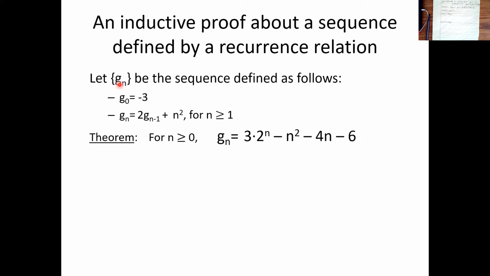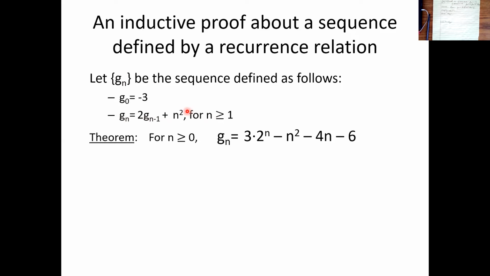All right. Let's look at the explicitly recursive objects, like sequences that are defined using recurrence relations. So here is a sequence. Its first element G0 is -3. That's the base case of the sequence. And then you have a recurrence relation: for all integers greater or equal to 1, the nth element in the sequence is twice the previous one plus n squared.